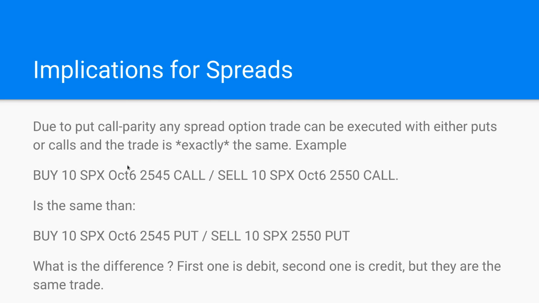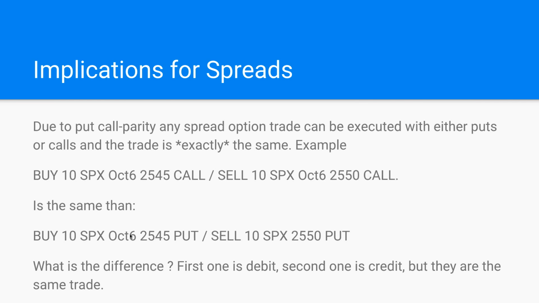So I have an example here. The example is a vertical call spread in SPX expiring this Friday, and it's basically a bullish spread that is betting that the market will end up higher than 2,550. This is the classical spread you could execute: buy the 2,545 call and sell the 2,550 call, and you get your nice vertical spread. But you could just swap the calls for puts, and it's exactly the same position. There is no difference. Don't fight it.